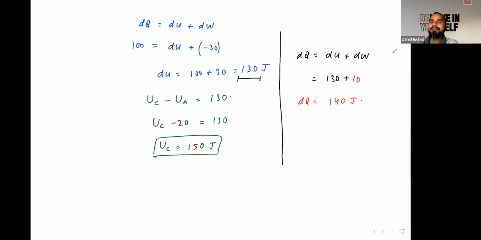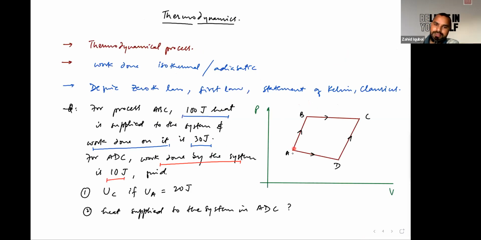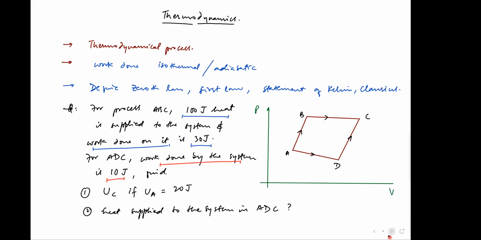Is it clear, Samira? In this part, we have to take the change in internal energy. And change in internal energy is a state function which depends upon the initial and final point only. So we can say the initial point and final point for ABC is the same as for ADC. That's why the internal energy will be the same for both these two processes. Is it clear? Yes.